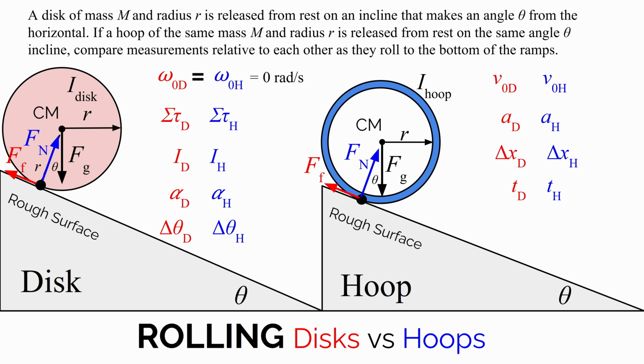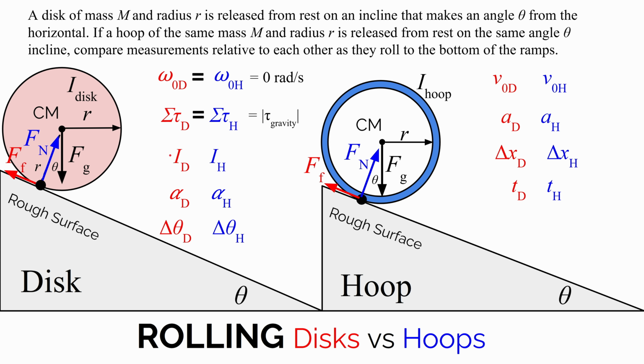And then what's the sum of the torque? Well, the torque comes from the gravitational force on both the hoop and the disk. Since they have the same total mass, they're on the same angle incline, and they have the same radius, they're going to feel the same size torque caused by gravity. And the normal force and the frictional force don't exert torque. So the sum of the torques are the same, and it's just equal to the torque caused by gravity on each, which is the same size.